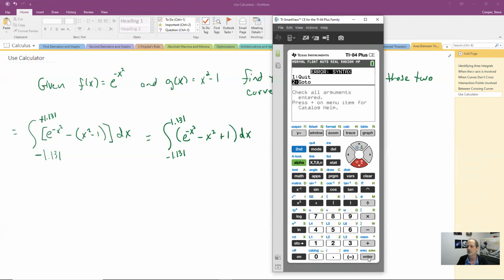I hit enter too soon. I didn't want to hit enter. I wanted to arrow over to this part and put in our e to the negative x squared, then right arrow to get off of the exponent, minus x squared plus 1, and arrow over to put our x here.